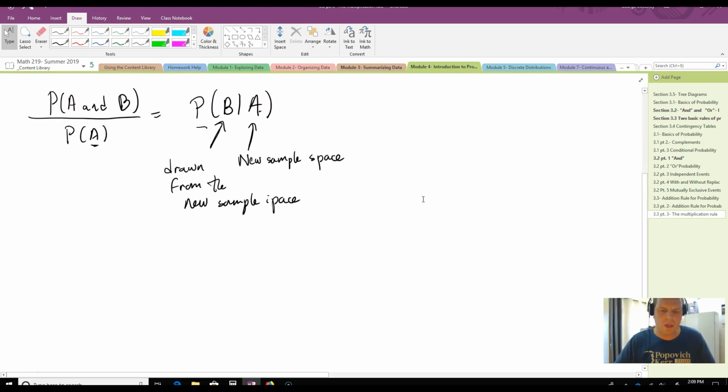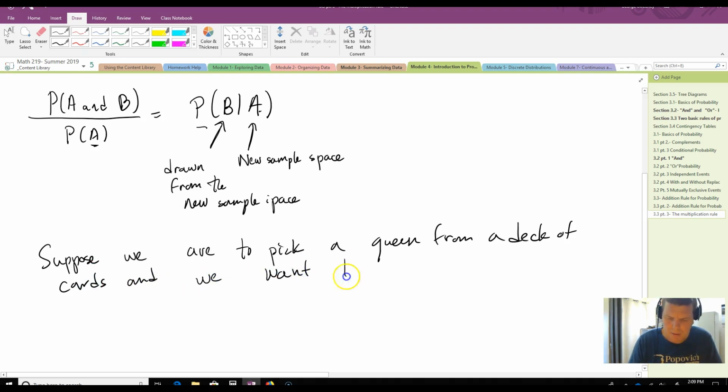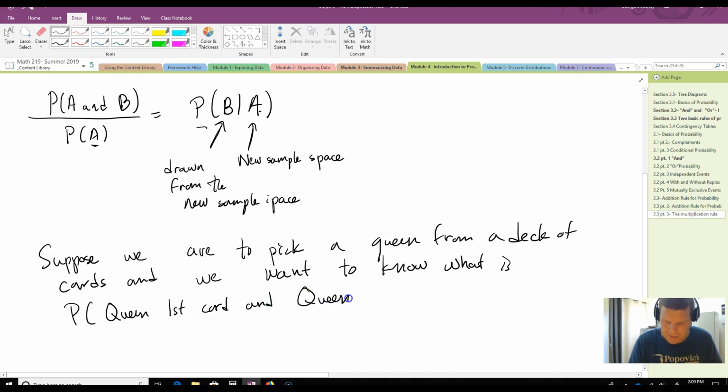Okay, so let's take a look at, suppose we are to pick a queen from a deck of cards. We're going to first pick a queen from the deck of cards, and we want to know what is the probability we have a queen with the first card and a queen with the second card.